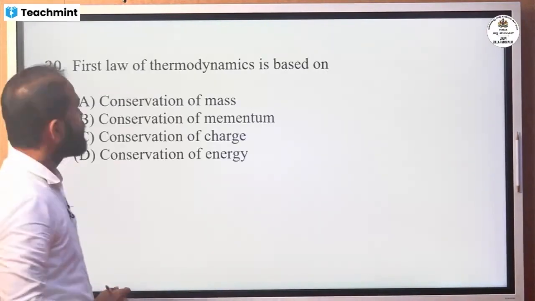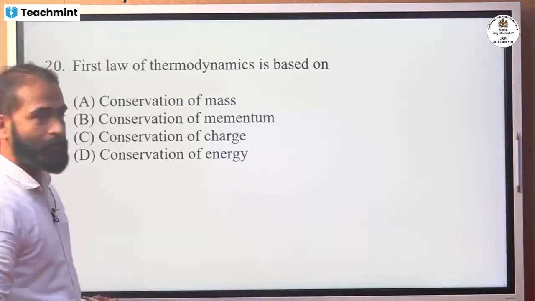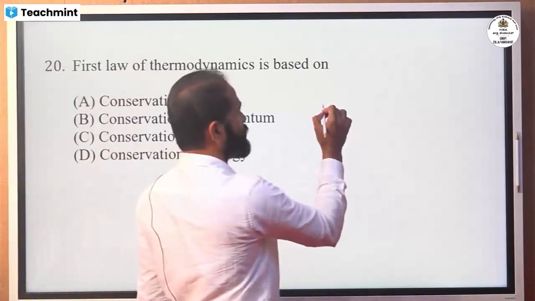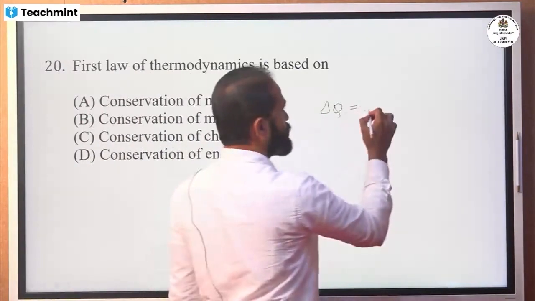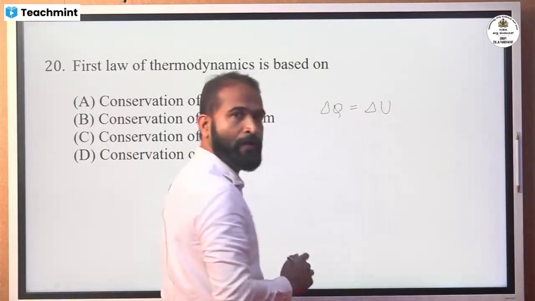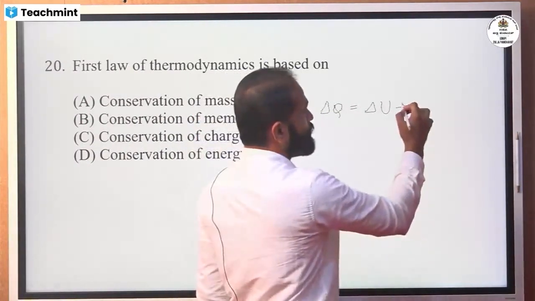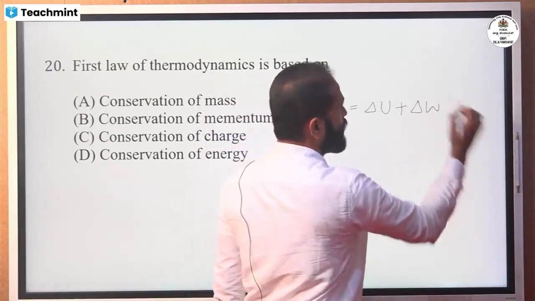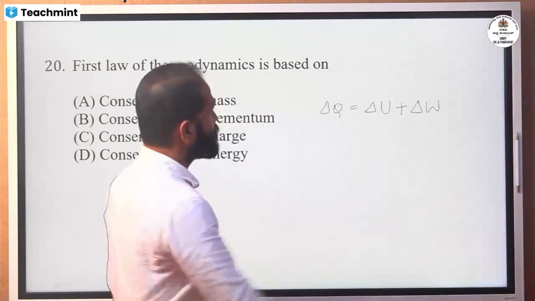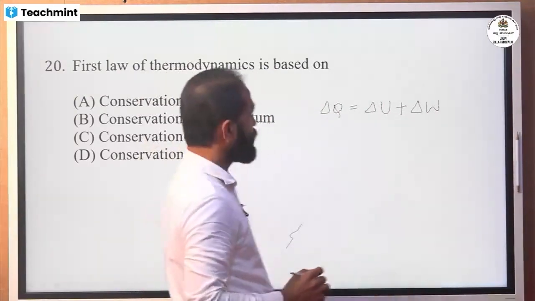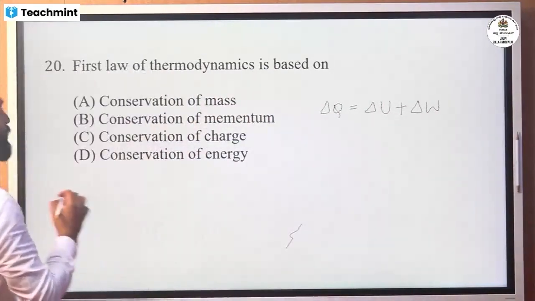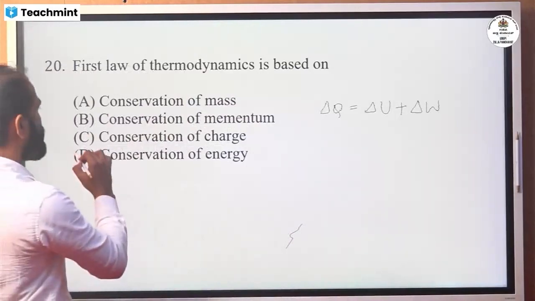Question 20. The first law of thermodynamics is based on. What the first law says is, heat supplied to the system is partially utilized to change the internal energy, and the remaining energy is utilized by the gas to do work. So the total energy gets converted into two different forms. Hence the correct option is conservation of energy.